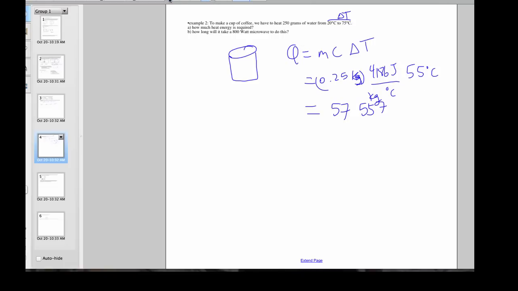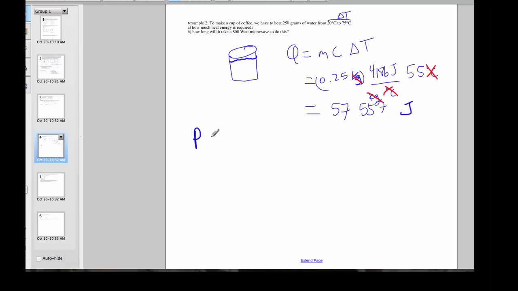And the way the units work, we can just do the algebra because the degrees centigrade are going to cancel and the kilograms are going to cancel. And so you're just left with joules, which is good. Now, how long will it take this water to warm up if it's in an 800 watt microwave?